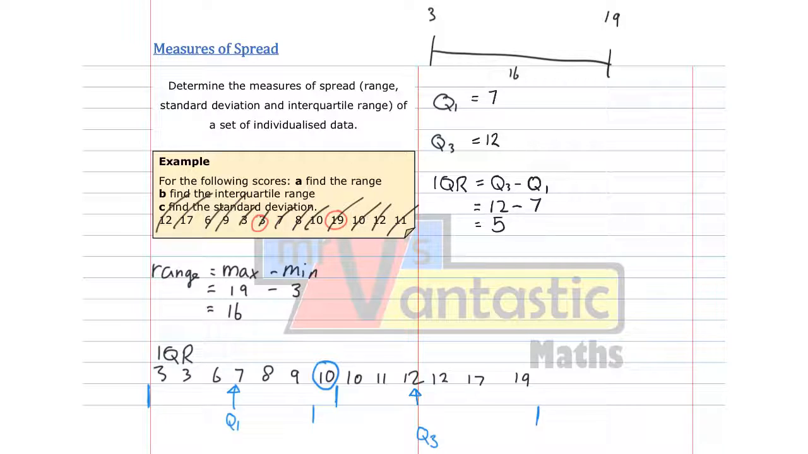And what that means is that if we're looking at the middle 50% of our data, it lies in between the values of 12 and 7. And so the middle 50% of the data has a spread of 5.